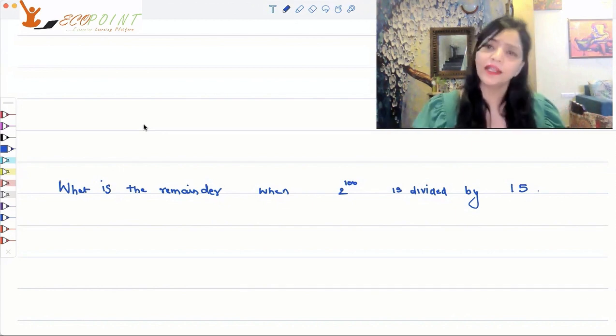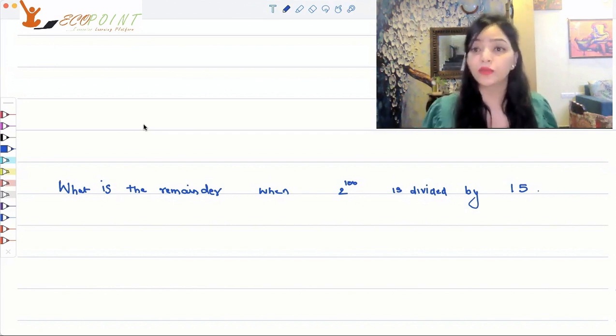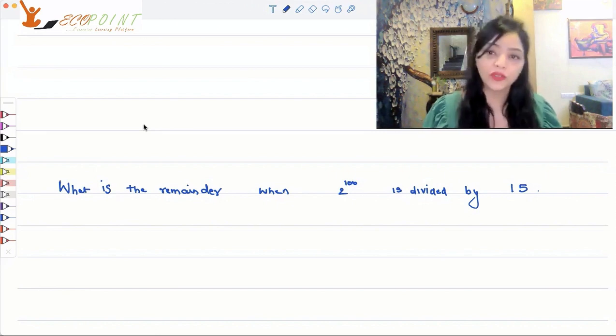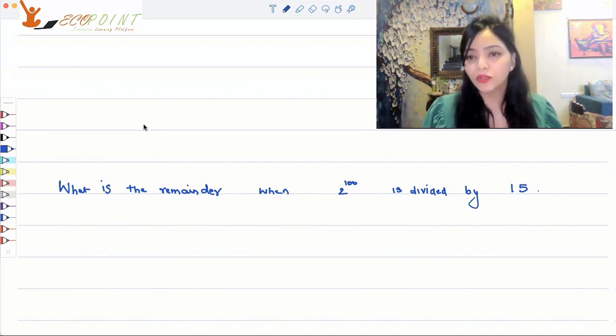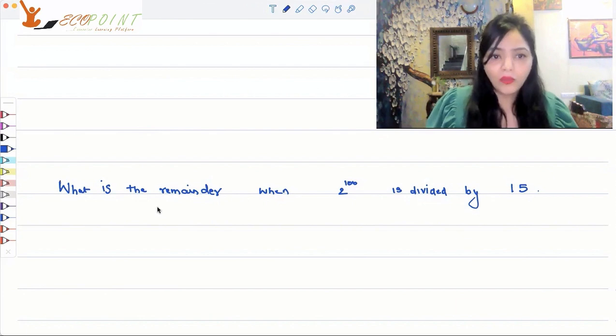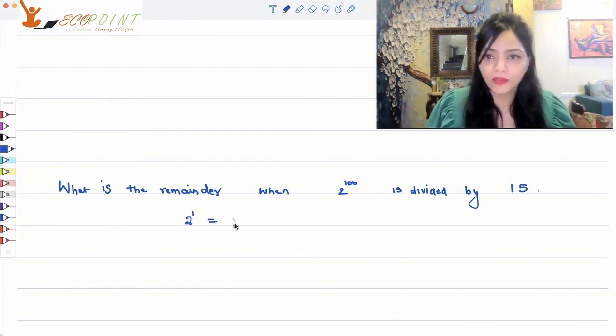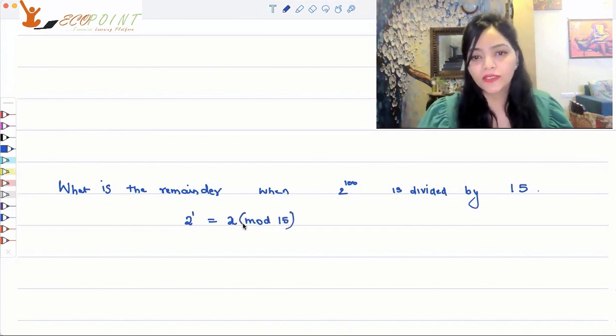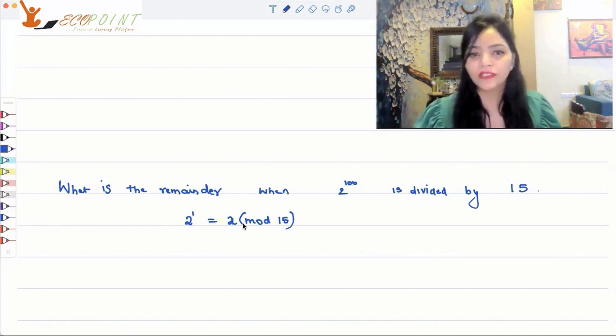So you think you will use a calculator to figure out what is 2 to the power 100 and then divide by 15? No, we don't want to do that, right? We want to do this question mentally. What we know is 2 to the power 1 is equal to 2 mod 15. Till the time you have a number which is lesser than the divisor, that number automatically becomes the remainder, right? So 2 is of course smaller than 15. When I divide 2 by 15, 2 is the remainder.